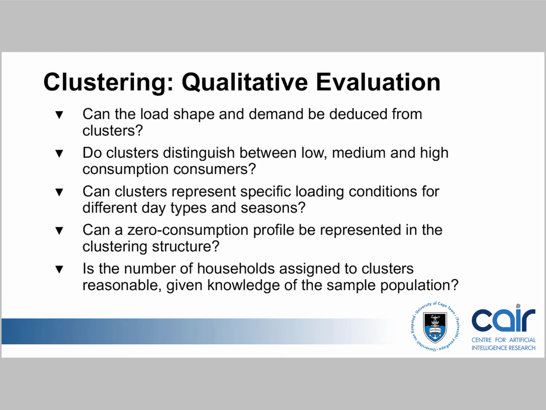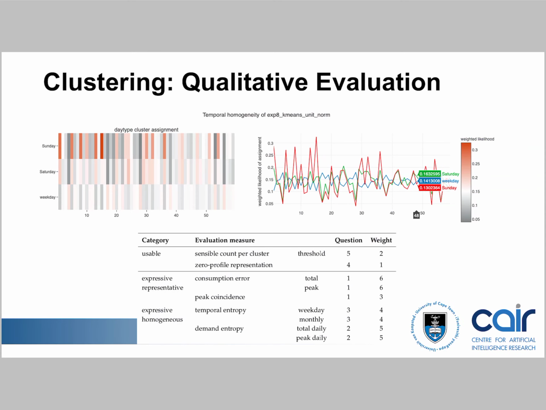So again, what we knew is that over half of the households within the data set consume less than 10 kilowatt hours per day. And so our expectation was that a large number of households would fall into low consuming clusters, and we wanted sufficient nuance within those clusters that we can actually distinguish between different types of behavior. So those questions were rolled up into measures that we can compute. And particularly, we used the concept of entropy to do that.